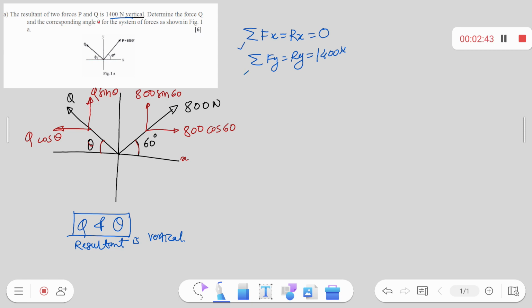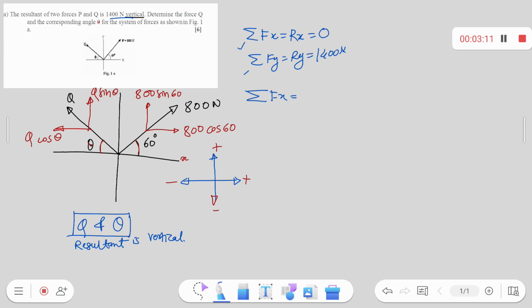So summation Fx means the sum of all horizontal components. Please remember the sign convention. Again I am putting the sign convention here. If the arrow is towards positive x, the component is positive. If the arrow is towards negative x, the component is negative. If the arrow is upward, plus. If the arrow is downward, minus. According to that, I am adding or subtracting.